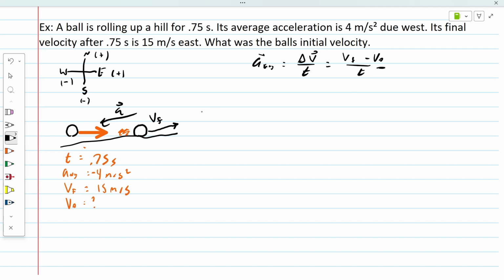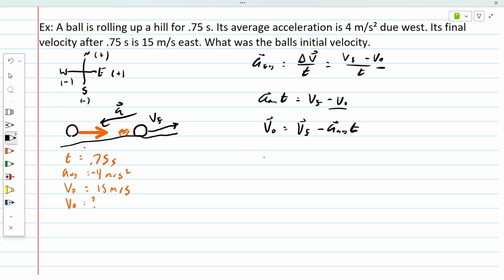So what I always recommend doing is rearrange the equation first and then plug numbers in. We can multiply the t to the other side to get the average acceleration times time equals v final minus v initial. And we want to solve for this variable, so we can add it to here and subtract the acceleration times time to get v initial is equal to v final minus average acceleration times time. And really all of these are vectors as well. So now that we've got this in this format, we can plug in the numbers.